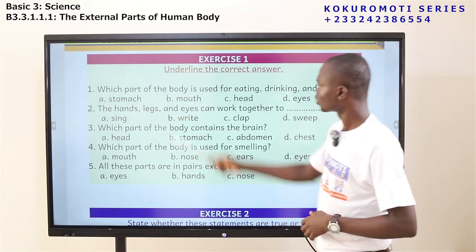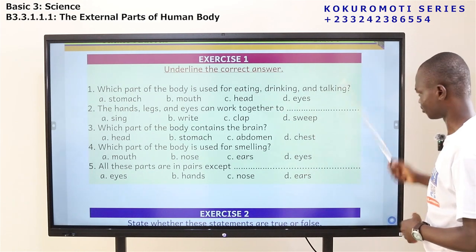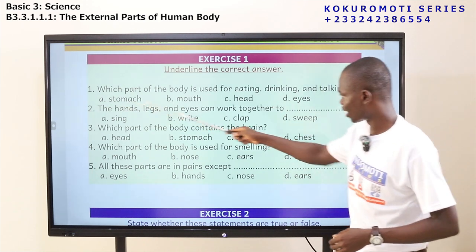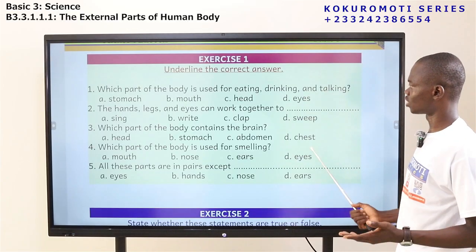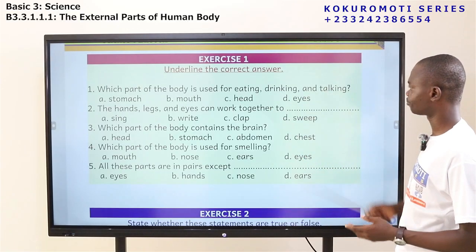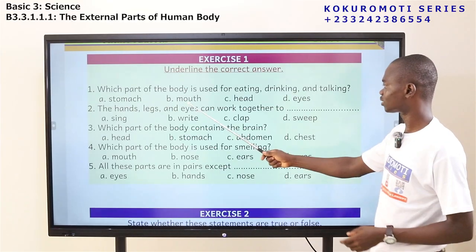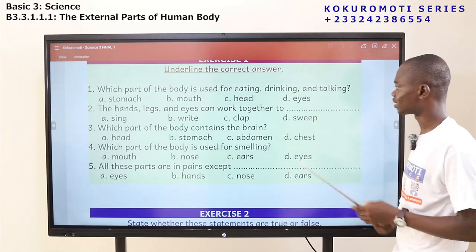Question 1. Which part of the body is used for eating, drinking, and talking? We have A, stomach, B, mouth, C, head, D, eyes. What is your answer? Which part of the body is used for eating, drinking, and talking? All of you, the answer is what? B, which is mouth. We use the mouth to do that.